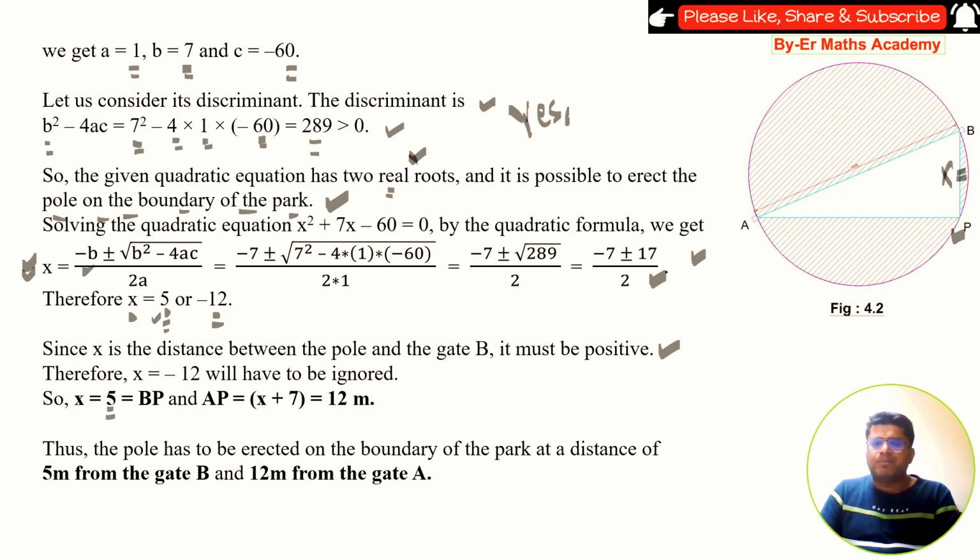And what is the base of this right angle triangle? This is AP is equal to x plus 7 and the value of x is 5. 5 plus 7 is equal to 12 meter. Thus, the pole has to be erected on the boundary of the park at a distance of 5 meter from the gate B and 12 meter from the gate A.